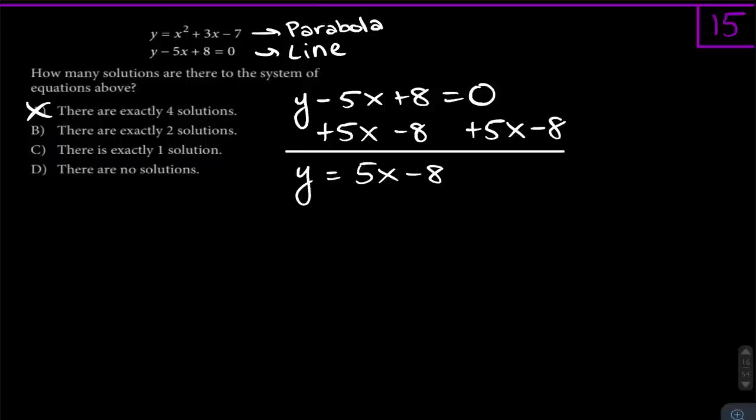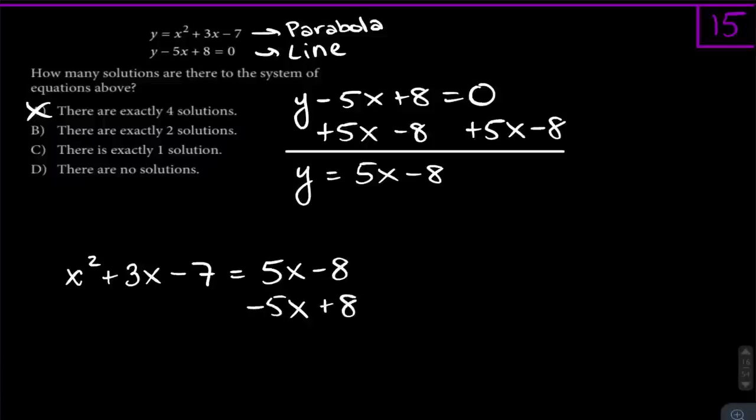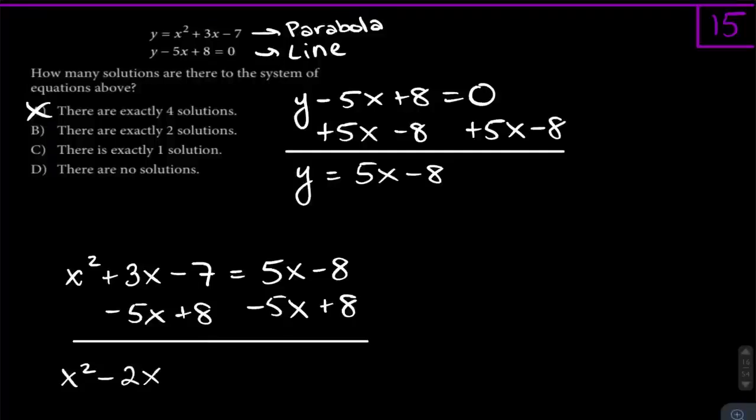And now that we have this thing, we also have the parabola. We can set them equal to each other. We get that x squared plus 3x minus 7 is equal to 5x minus 8. Subtracting 5x and adding 8 on both sides to just get everything to one side here, we're going to get x squared minus 2x plus 1 equals 0.